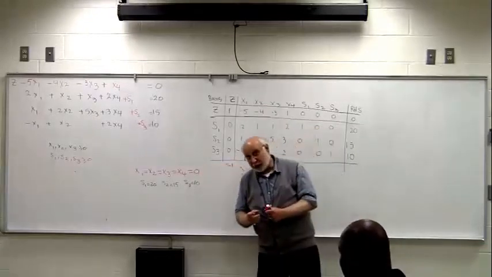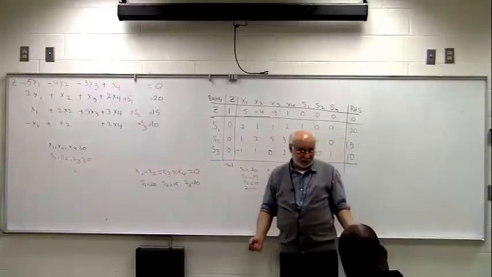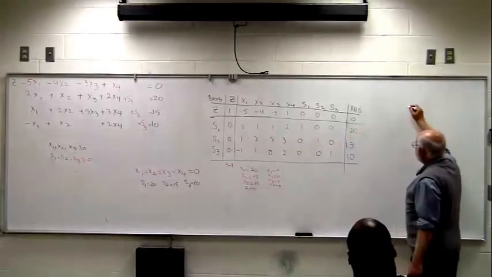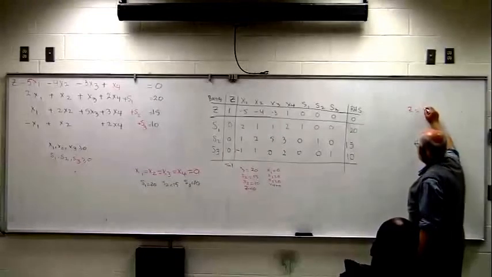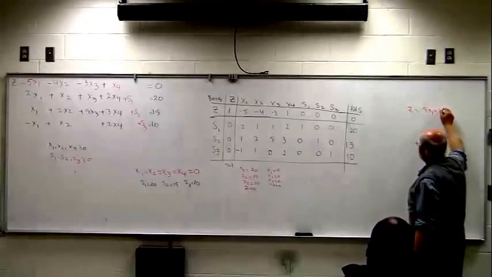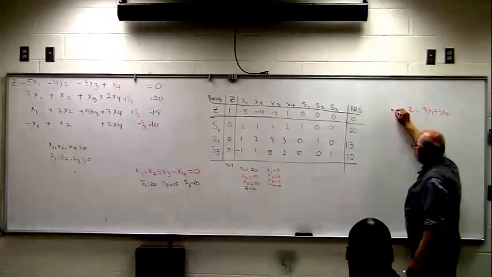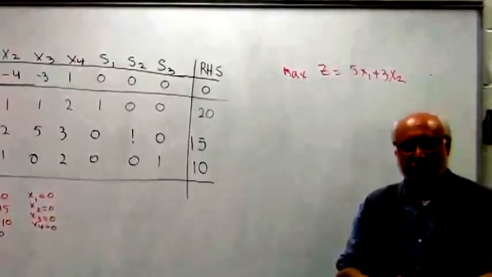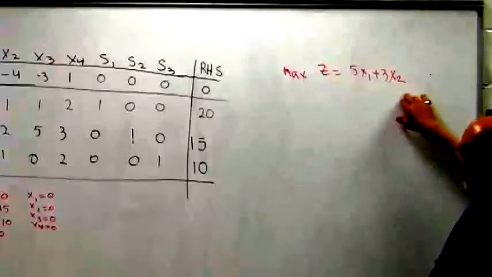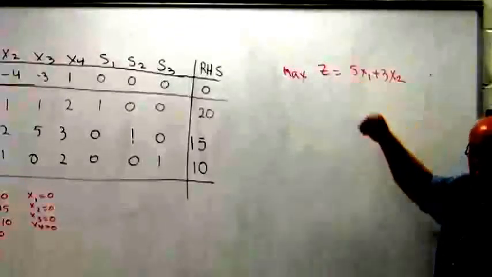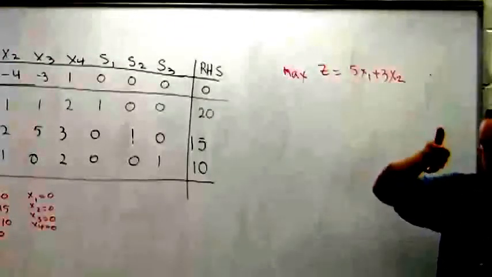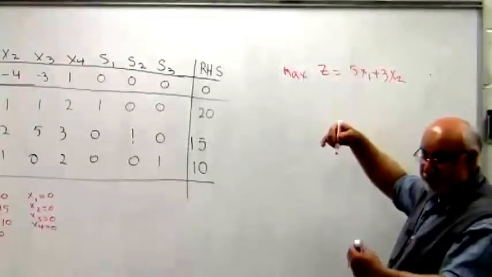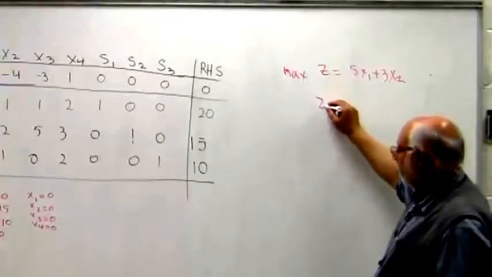Now let's go back to the original discussion that we had. And that was this discussion. We had z equal 5x1 plus 3x2. And we were trying to maximize it. And we said, the better one for us is this because it has higher coefficient. But when you write this in standard form, how would it look?